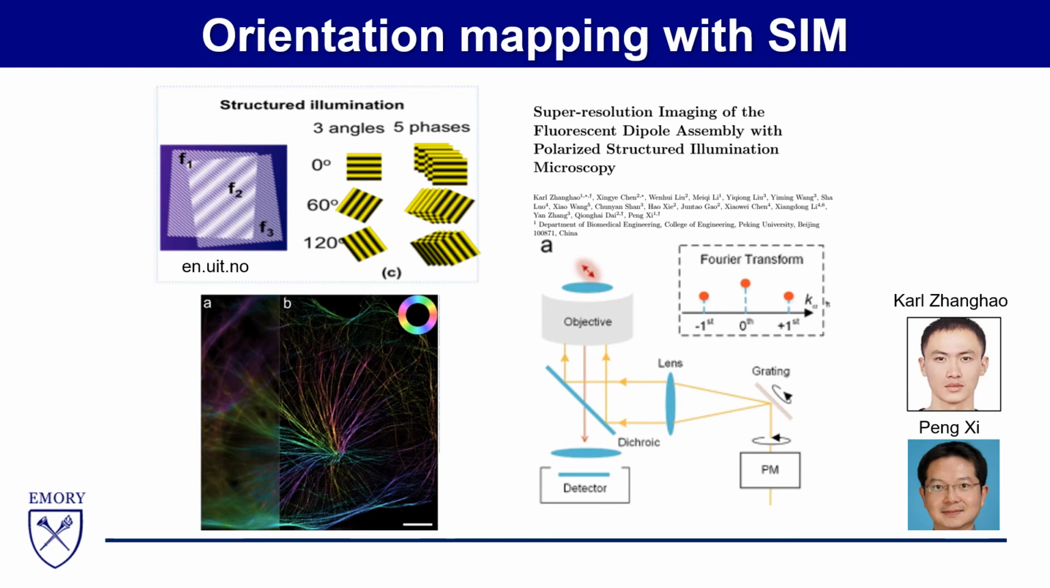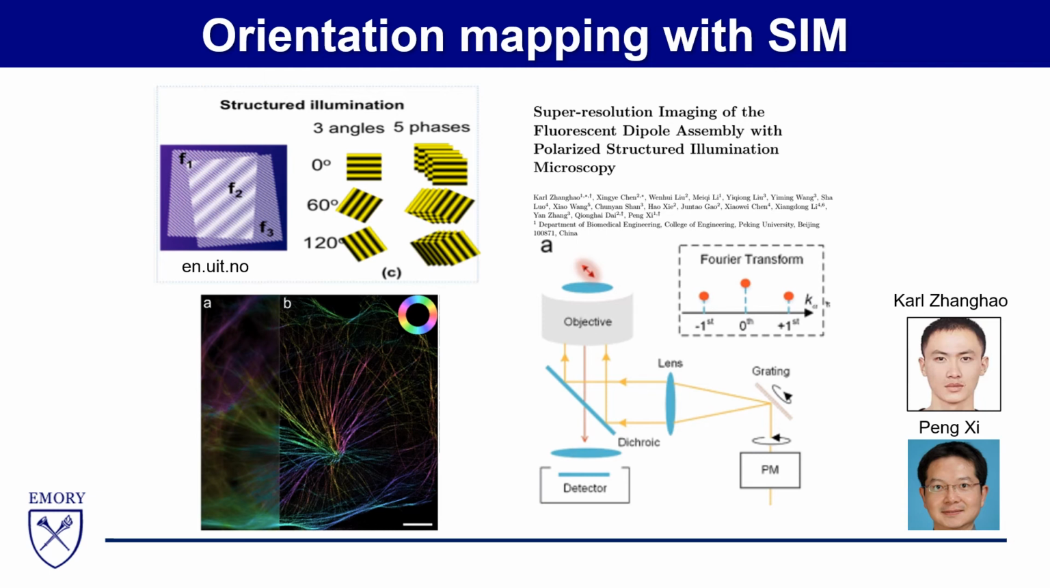Here's one of their example images where they've mapped the orientation of actin tubules. Here they're depicting fluorophore orientation in a different way than we did, by using color to denote the in-plane angle of the dipole and brightness to depict the maximum intensity. It turns out that SIM microscopes are pretty common, and there's a good chance that your institution has one. We actually have two at Emory, both of which are maintained by our Integrated Cellular Imaging Core.